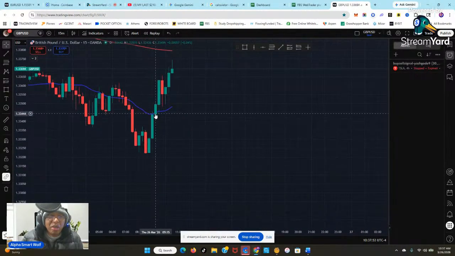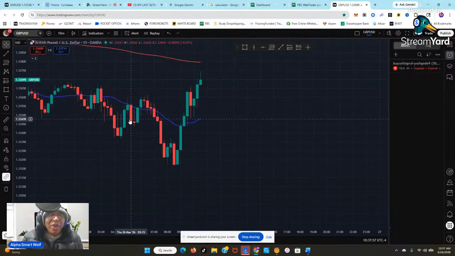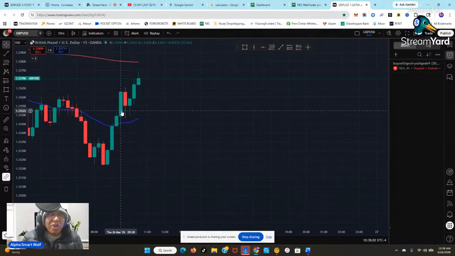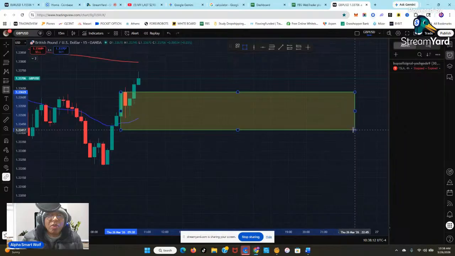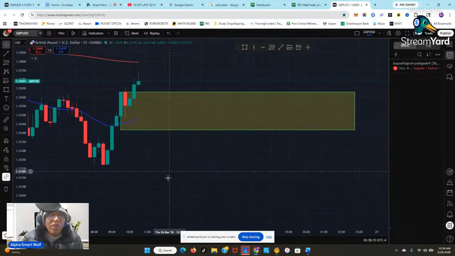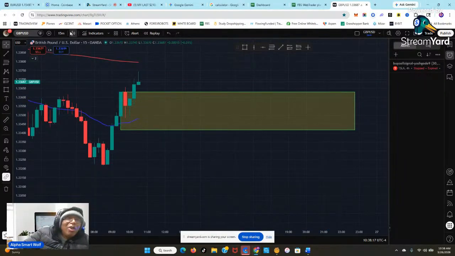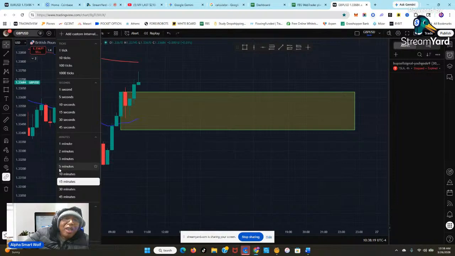9:30 would be this big candle here. It was a green candle. It's this one right here. This was the 9:30 candle for today. It was green. So we're going to grab the rectangle tool again, and we're going to mark it. And then we go down to the 5 minutes and see what it looks like.